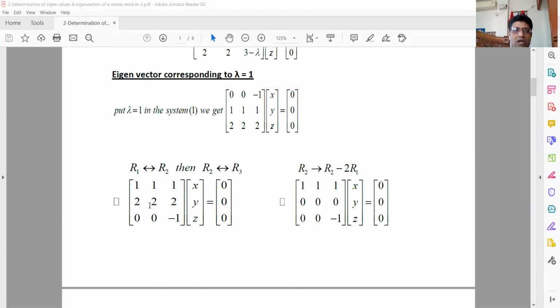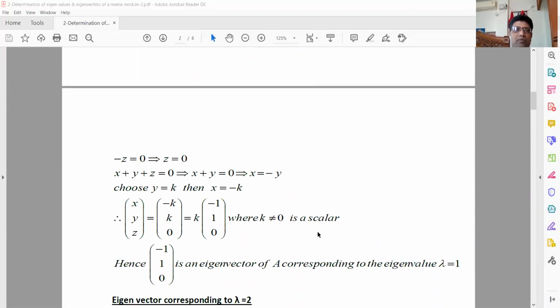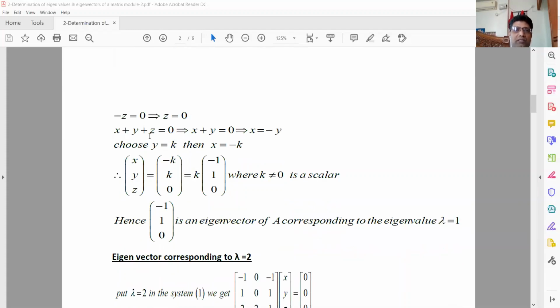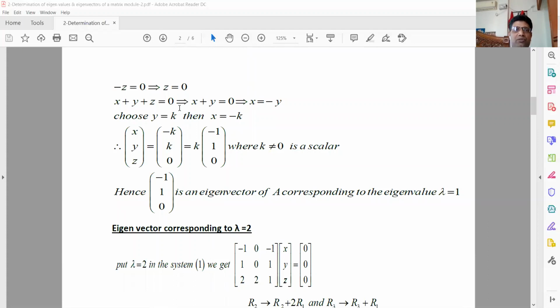Now we will reduce this to upper triangular matrix form. For that, what I am doing is R2 minus 2R1. Then we get 1 1 1, 0 0 0, 0 0 minus 1. So this is the matrix we got. From this, by back substitution, we get minus z equals 0, one equation, and x plus y plus z equals 0, the other equation. So from minus z equals 0, z is 0, and from the other equation, if I plug in z is 0, x plus y is 0, so x is minus y. So I am choosing y is k, then my x is minus k.